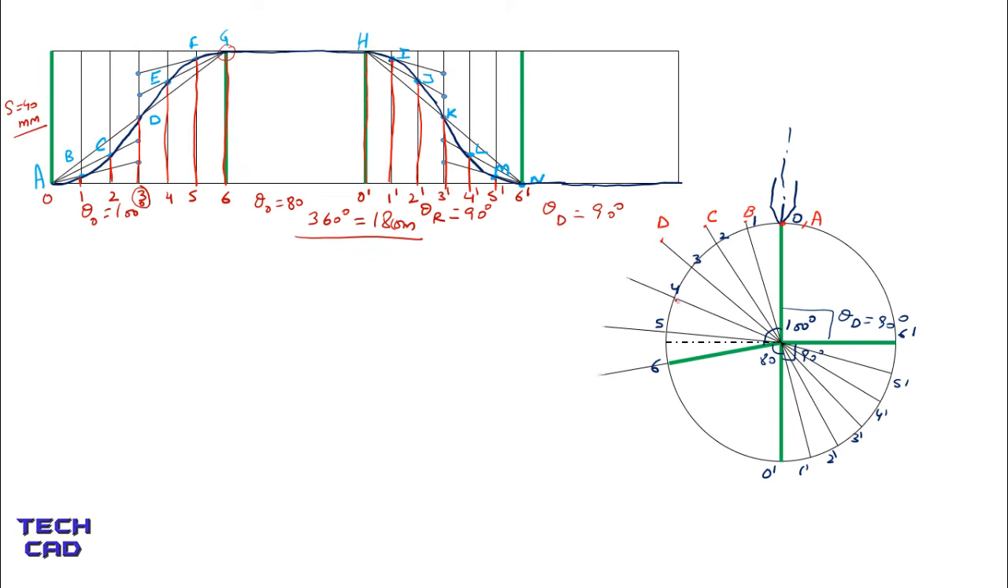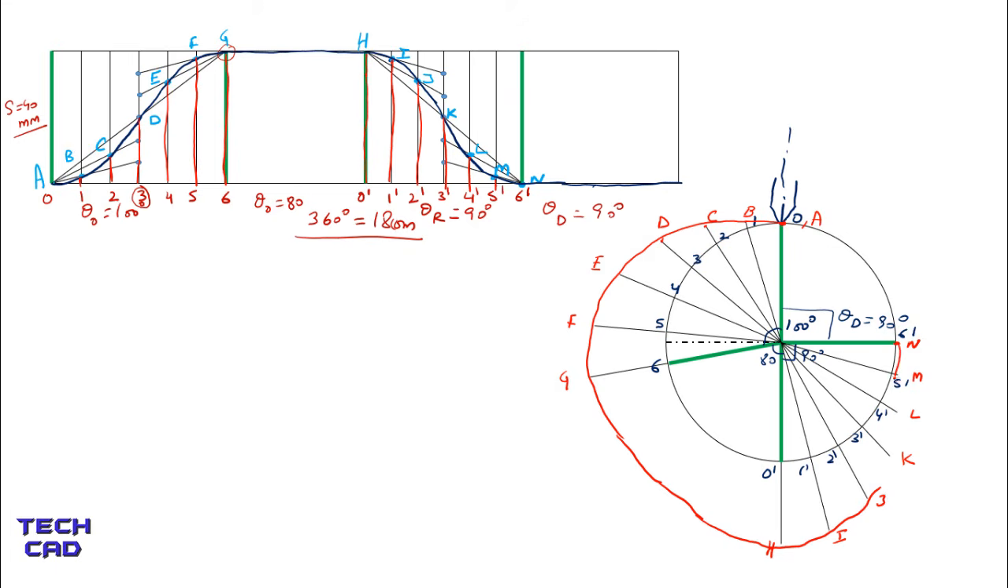Now in the similar way, all distances have to be taken from the displacement diagram and marked on the cam profile diagram. After taking all the dimensions from the displacement diagram and regenerating them on the cam profile diagram, just join all the points freehand. So this red line represents the cam profile.